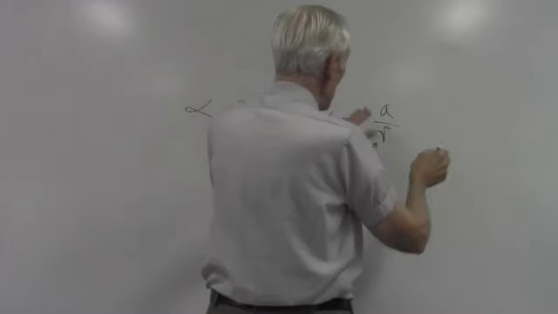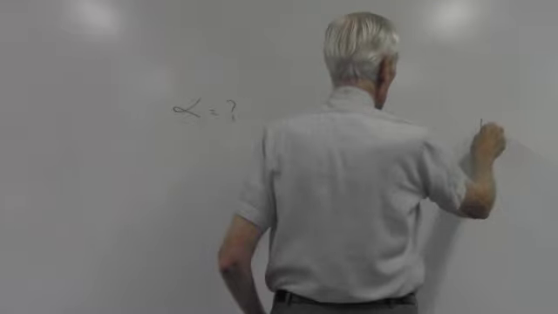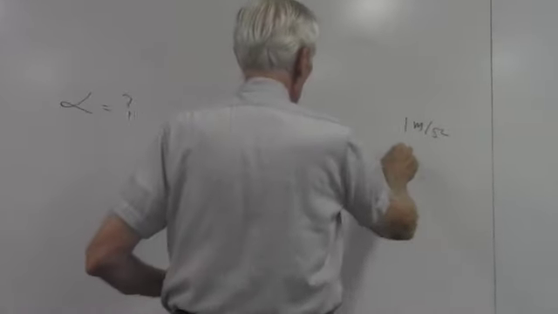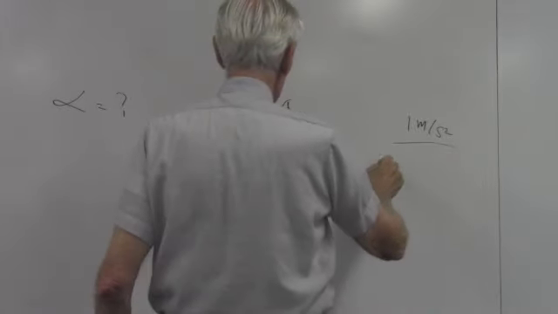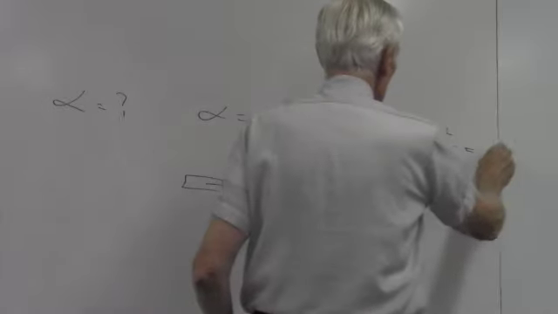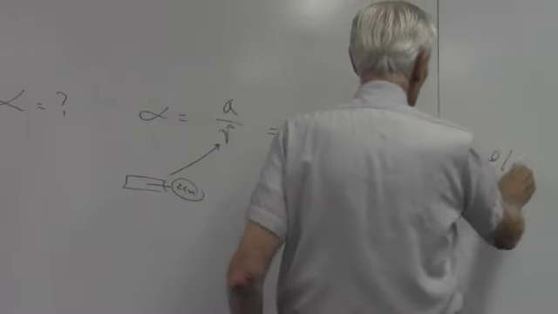So whatever this is, let's just say this acceleration is 1 meter per second squared. That's way too high. It's just 1 meter per second squared. And so this is the radius, 0.02 meters. So that's going to be 50 radians per second squared.